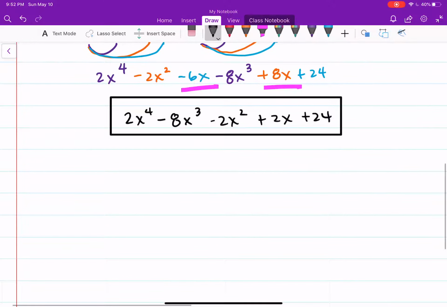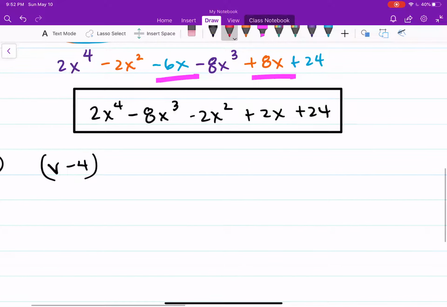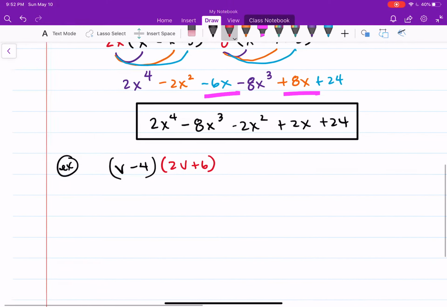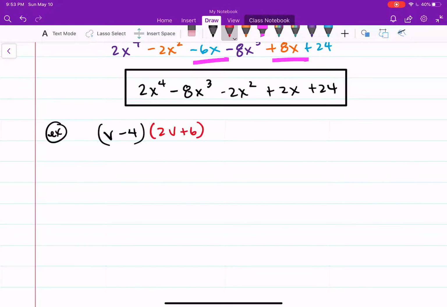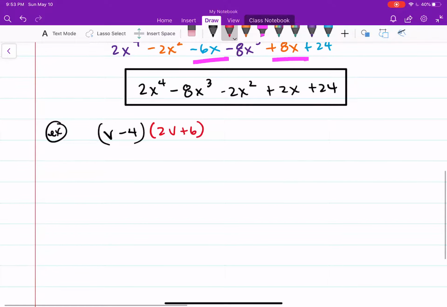All right, so what if I have a binomial times a binomial? So if I had, let's say, a v minus 4 times a 2v plus 6, okay? So you would still do double distribute, okay? And then there's also people that talk about FOIL, right? So FOIL is first, so FOIL, let me do it, that's fine.